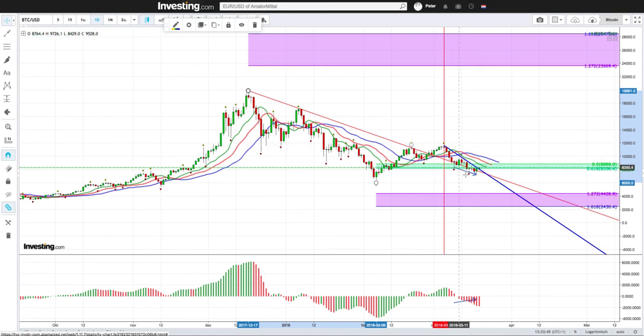As soon as we see price go into this area, we would be waiting for another break of this trend line here and a break of the alligator, and that would be your most ideal entry point.